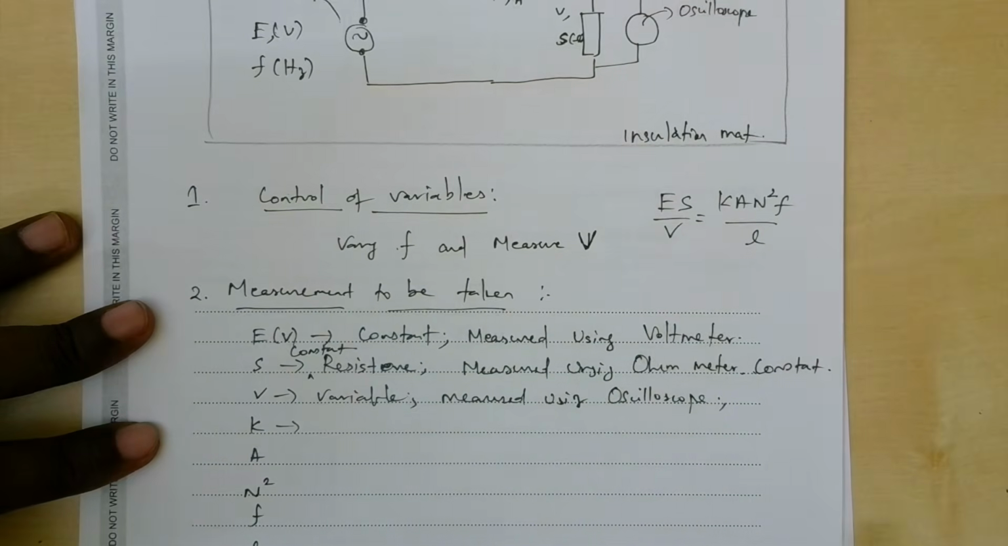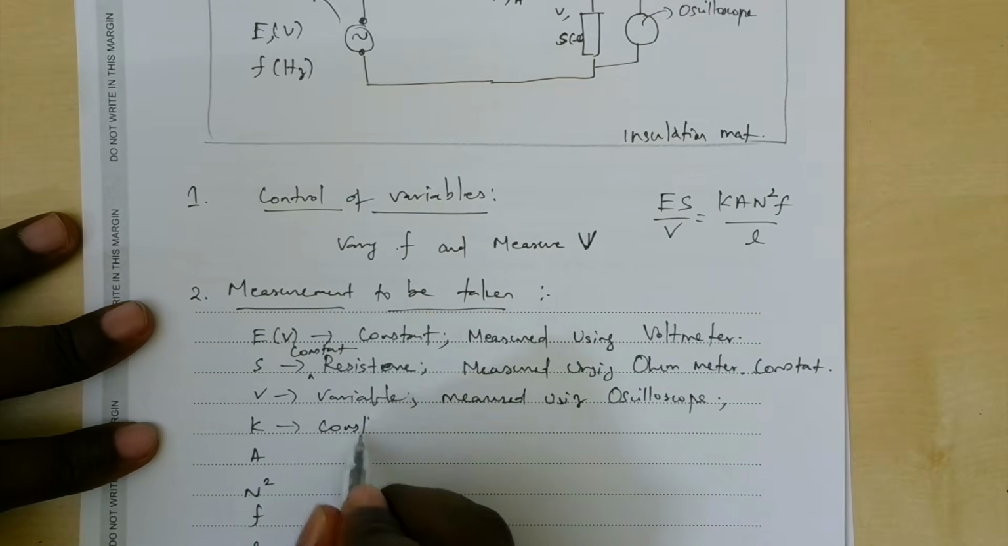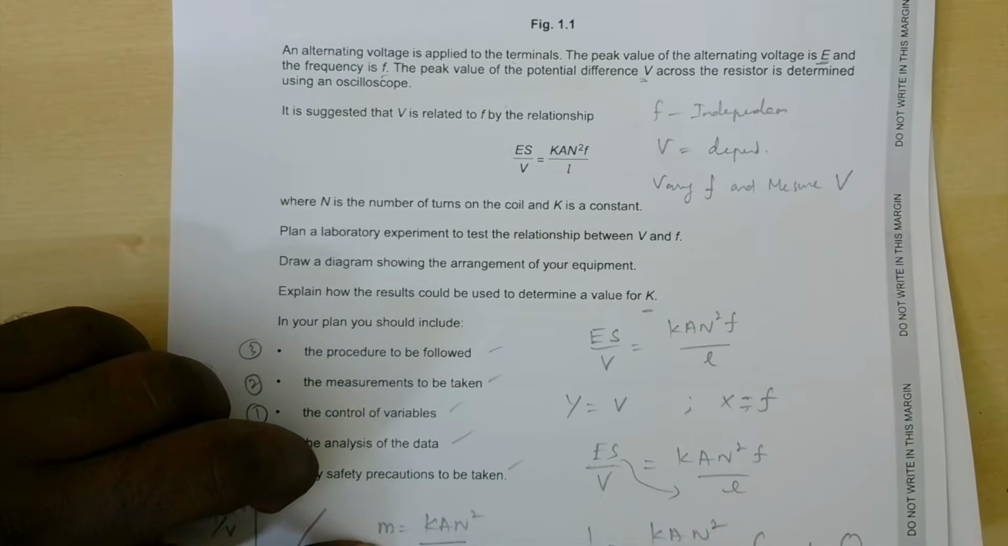Confirm with the exam officer, sir. Okay. Now K is a variable. Sorry, K is a constant. How will you find the constant K? By rewriting this equation.